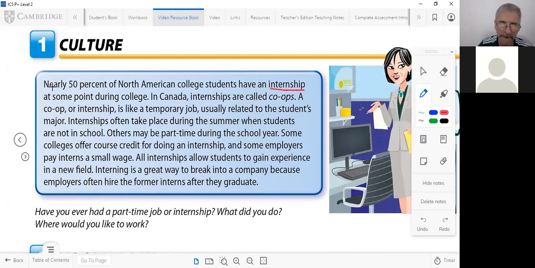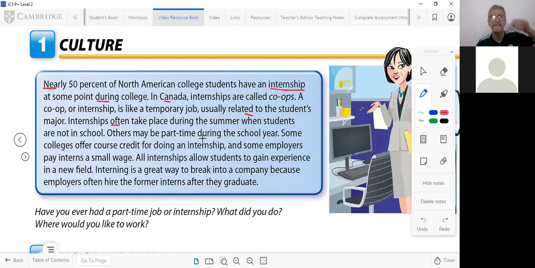Can you please start reading? Nearly 15% of North American college students have an internship at some point during college. In Canada, internships are called co-ops, and a co-op or internship is like a temporary job usually related to the student's major. Internships often take place during the summer when students are not in school.